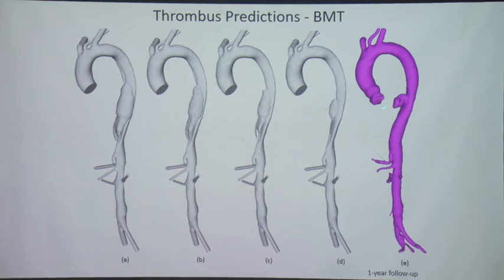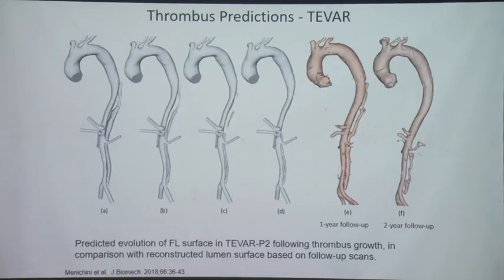This is compared with the one year follow-up like this. Even though the shape does not match exactly what is seen on the CT, the location and the trend have been predicted quite well. And similarly, this is for another patient, after including all these branches.